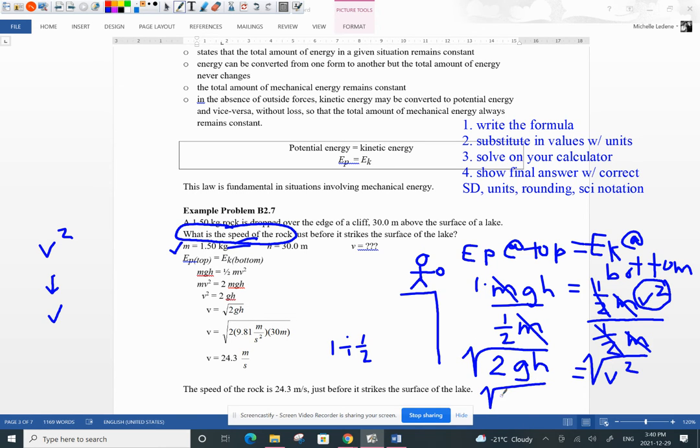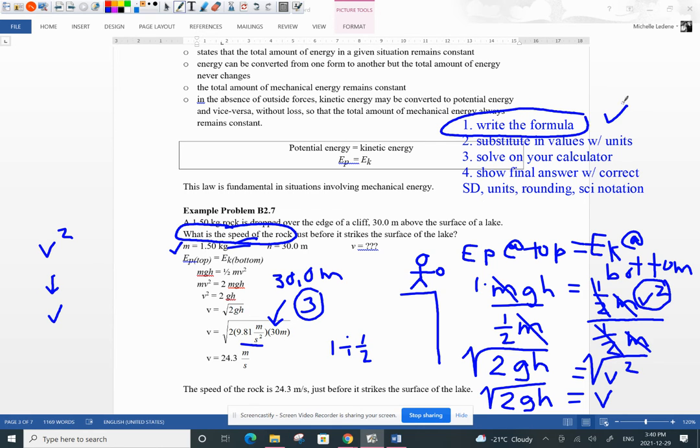So the root of 2 times the gravity, which we know is 9.81 meters per second squared, times the height of the object. Oh, there's an error here. This should read 30.0 meters, right? That's 3 sig digs. That's going to affect your final answer if you don't write your sig digs. So the root of 2gh is equal to, well, what's the root of v squared? It's v. So you plug in these values on your calculator. That took a while, but we've got our formula written out, right?